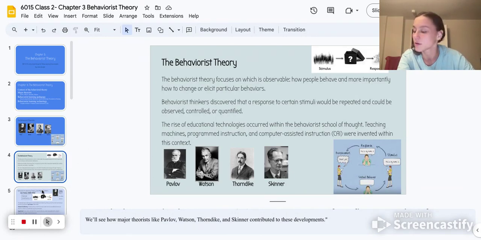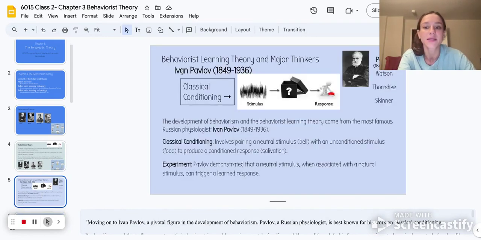So, next. This slide, behaviorist learning theory and major thinkers, I'm going to focus on Ivan Pavlov. I apologize if I didn't say that correct. And he is known for right here, classical conditioning. We have the stimulus to this question, and then the response.